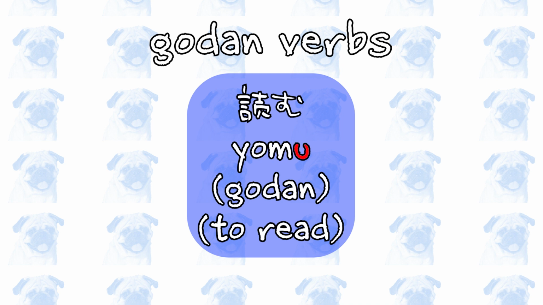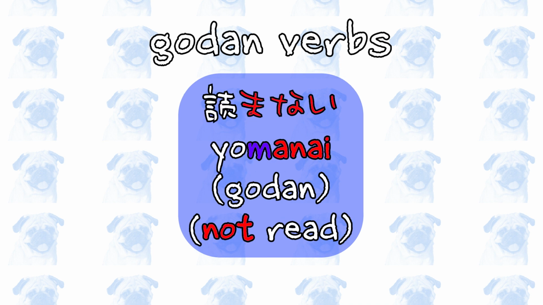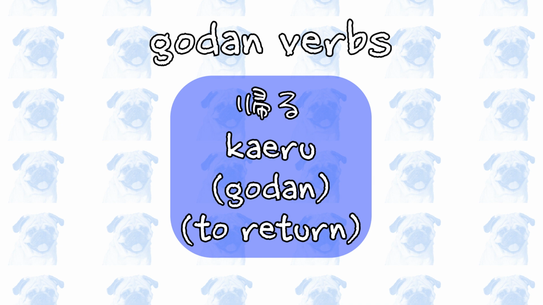The verb yomu, to read, ends in u, so it is a godan verb. The sound before the final u is a consonant. Therefore, you must drop the u and add anai. Yomanai, yomu, yomanai. The verb kaeru, to return, ends in eru, but it is a godan verb.